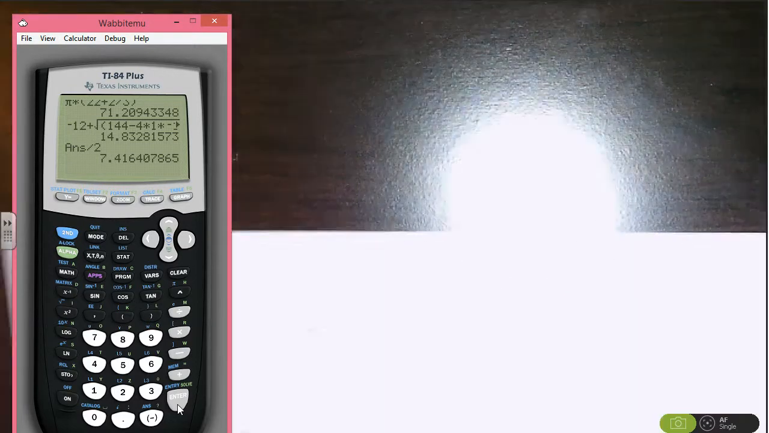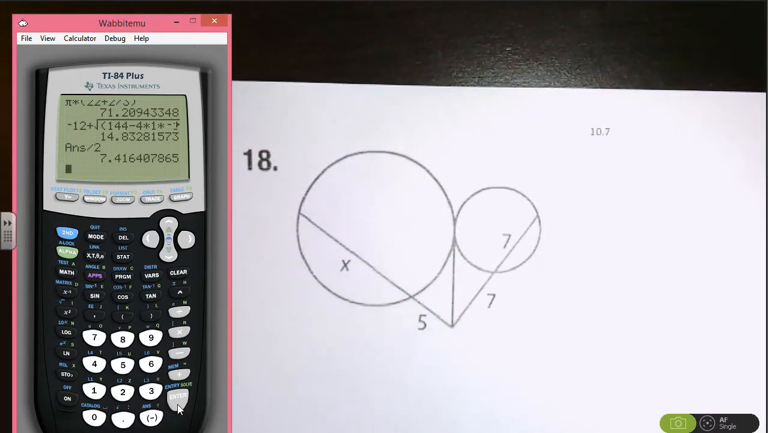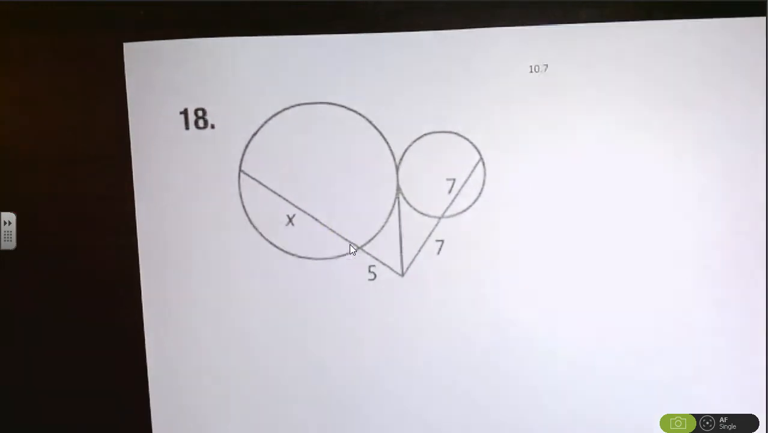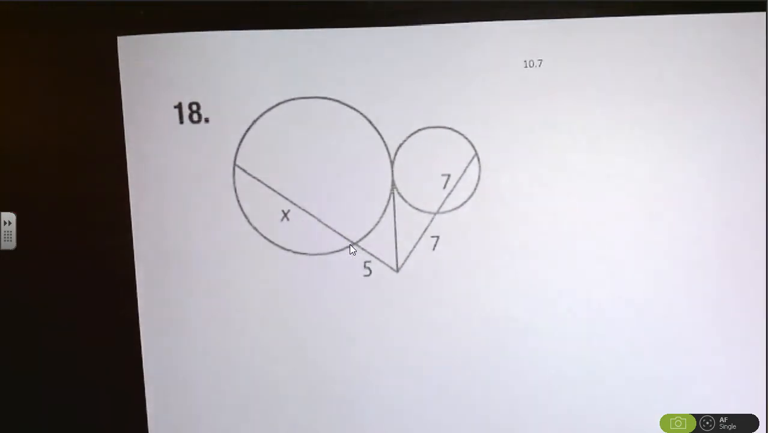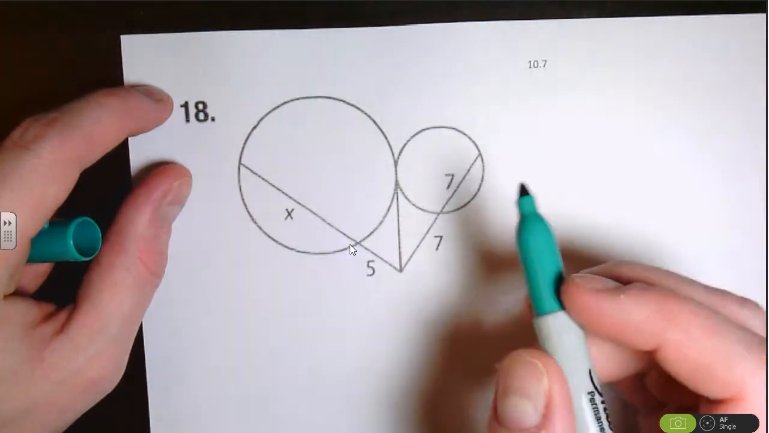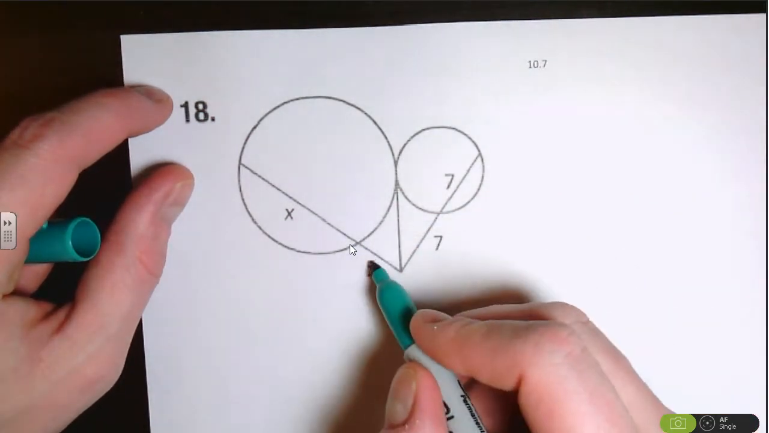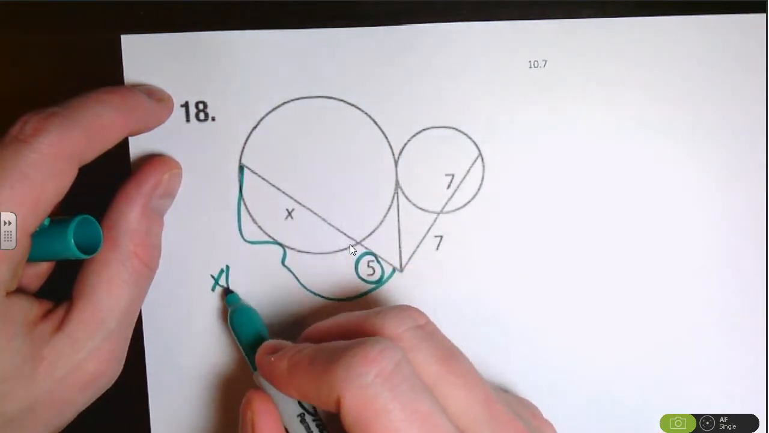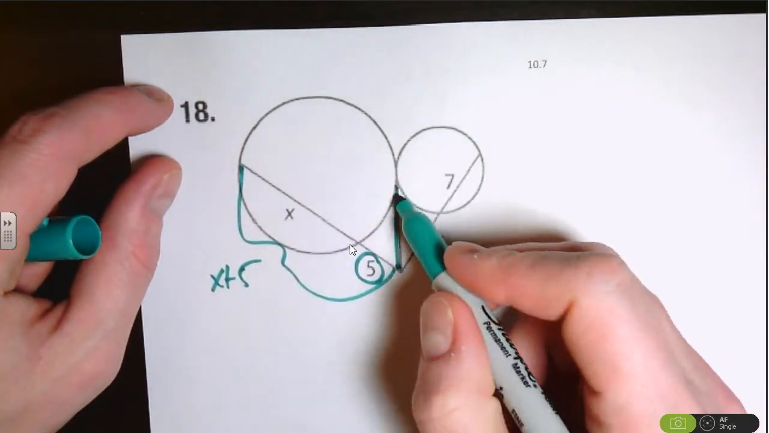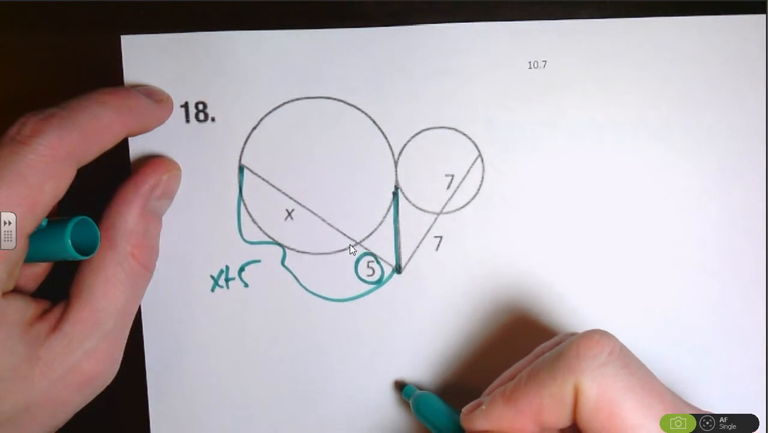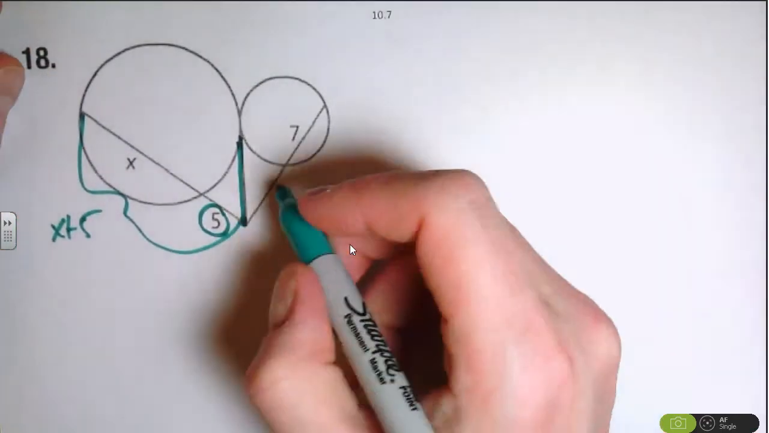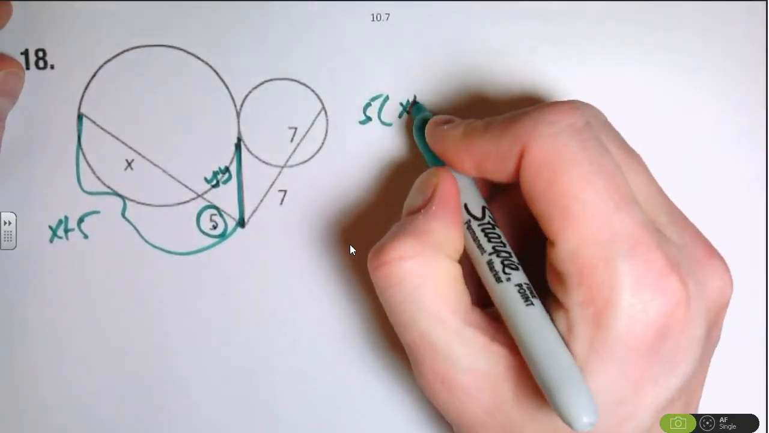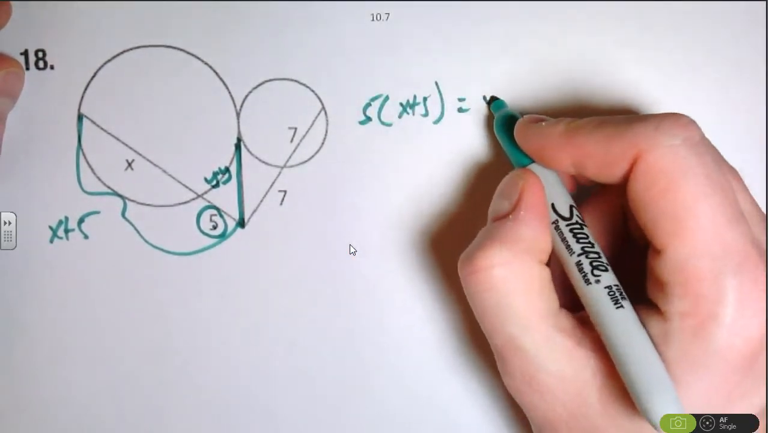Alright, last example is the book's attempt at making this a little more complicated than they need to. For this problem, exterior times whole is going to equal exterior times whole. I'm going to call that y times y. So 5 times x plus 5 is going to equal y times y.